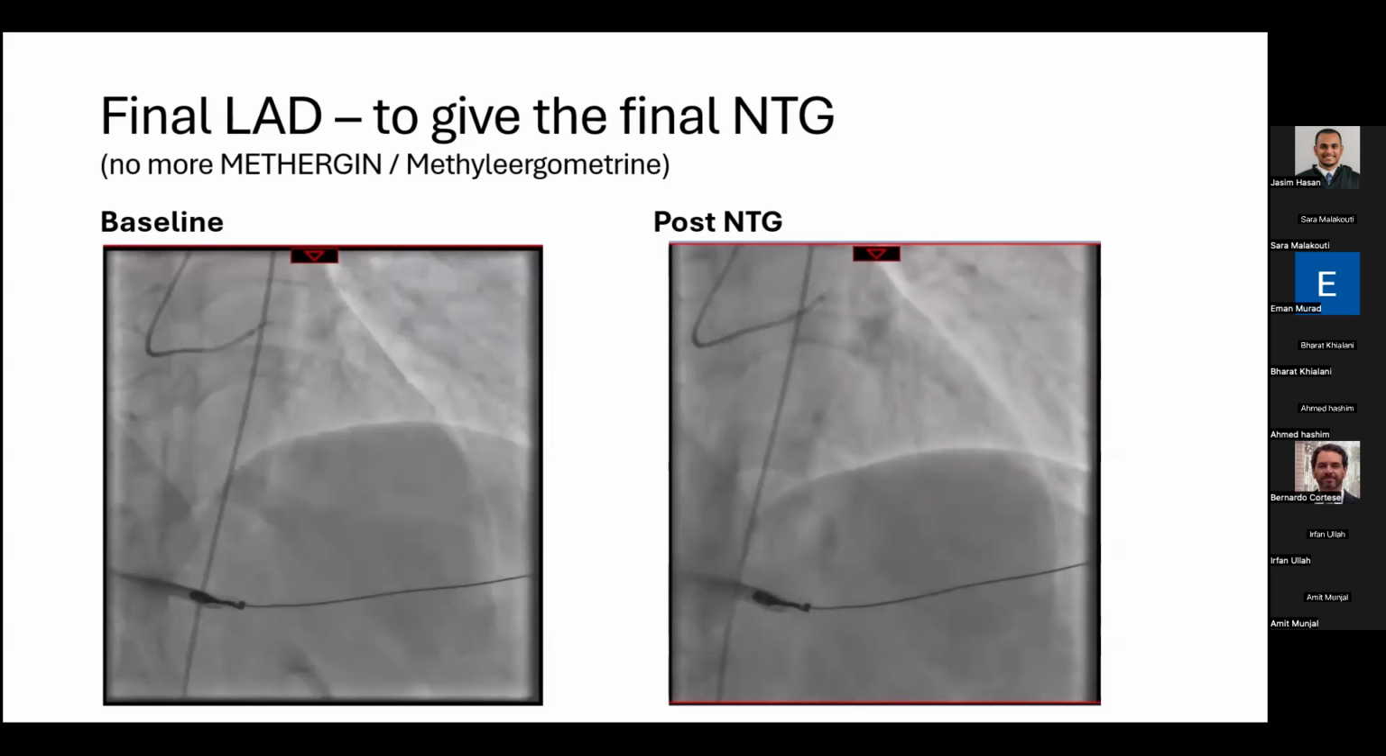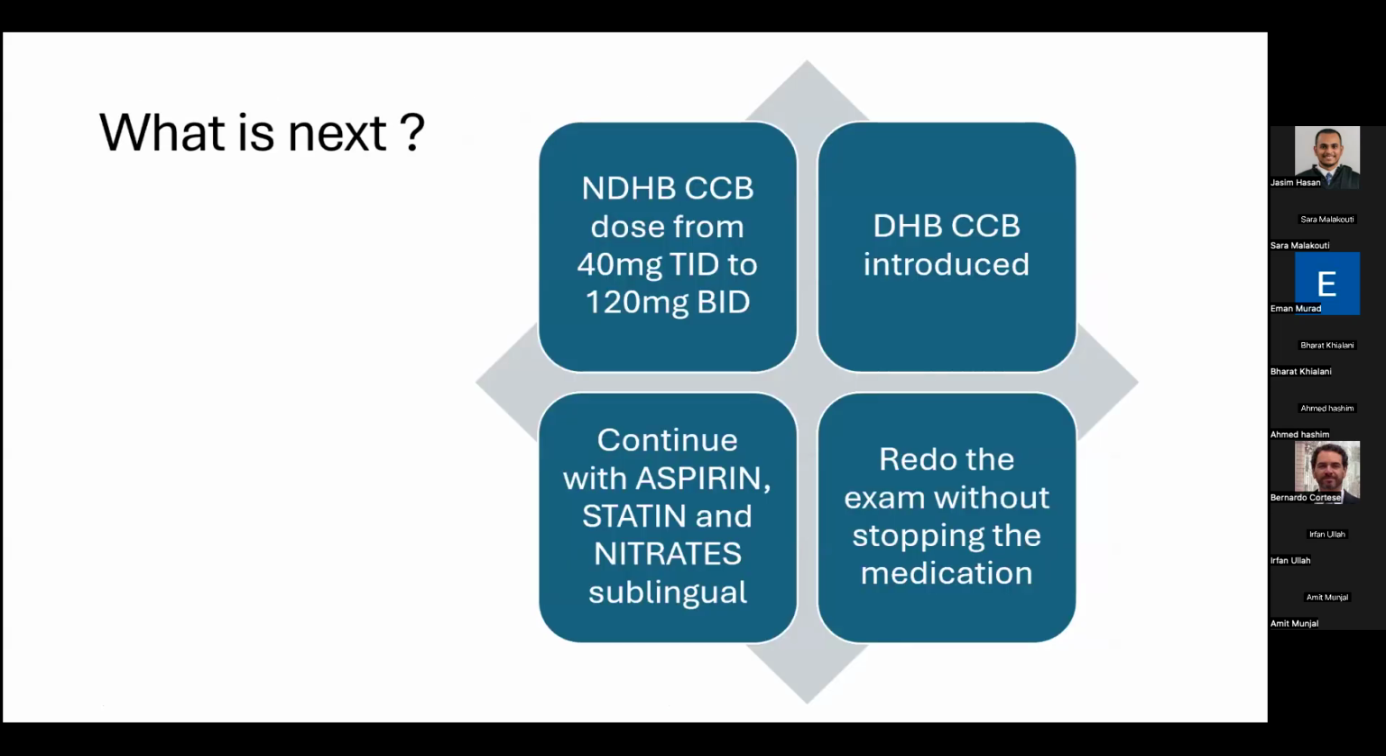Chest pain. ECG modification wasn't clear, but chest pain with spasm after ergometry. So what we did is that we increased her non-dihydropyridine calcium channel blocker, verapamil, and we added amlodipine, and we continue with aspirin, statin, and sublingual nitrate.